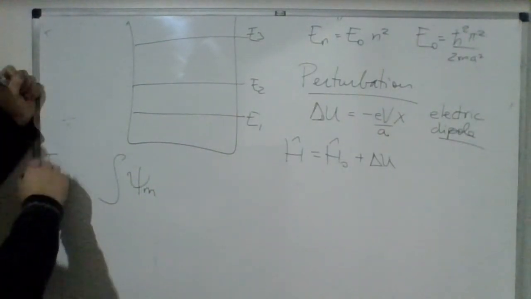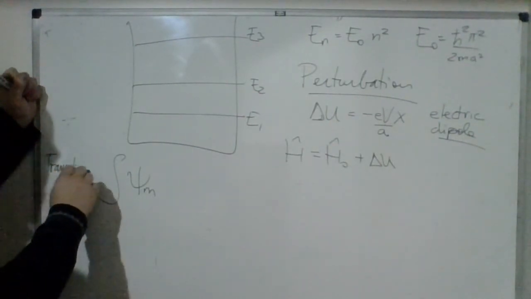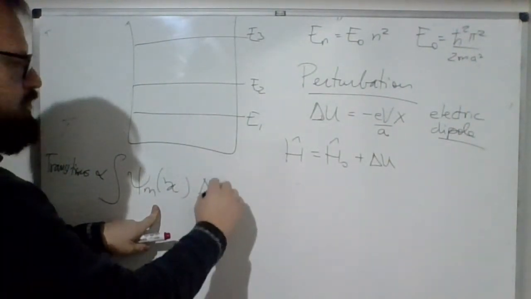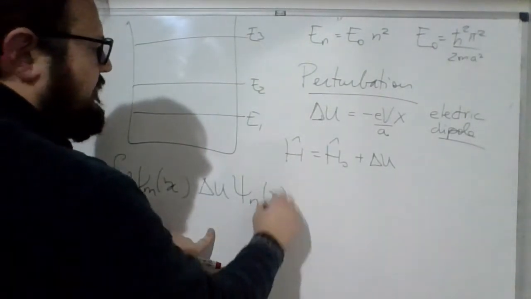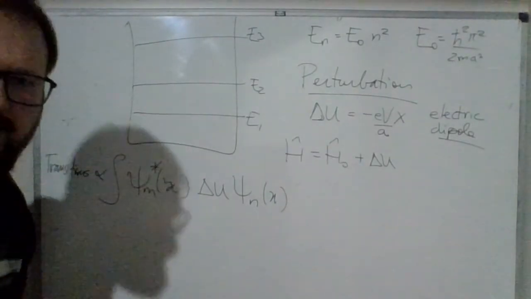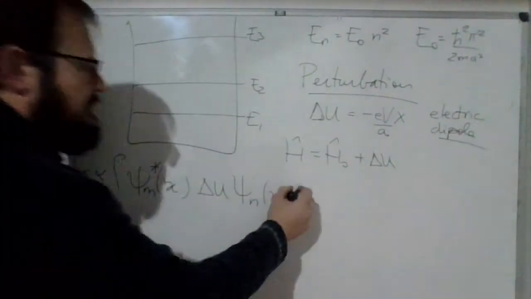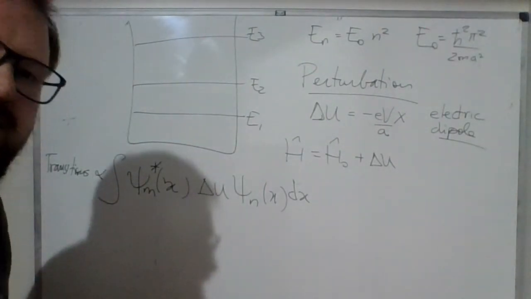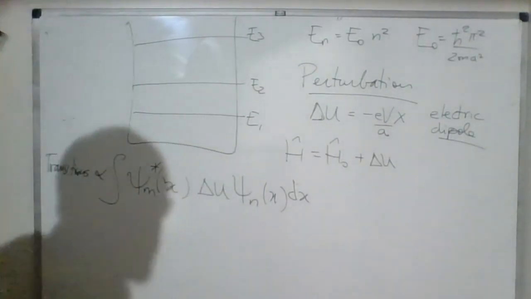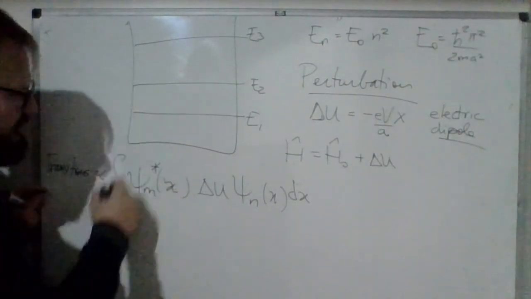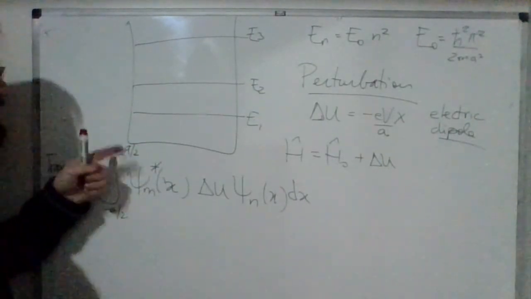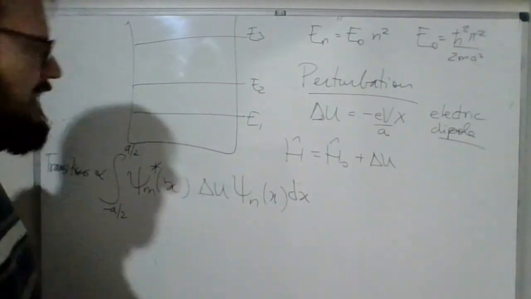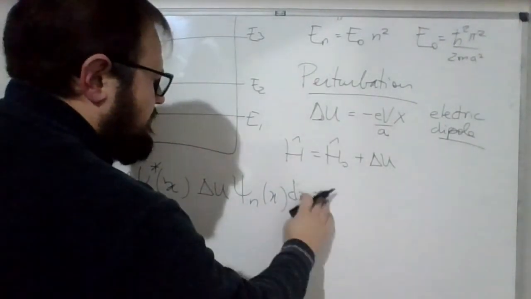So the transitions are proportional to some m level times the perturbation here times the other level. For the sake of correctness, it's the complex conjugate here, integrated over dx. All right, the transition amplitude corresponds to some matrix components, and this is what you find out from minus infinity to infinity, but in this case from minus a over 2 to a over 2, which corresponds to the inside region where the functions are non-vanishing. And in this case, you have something like the following.